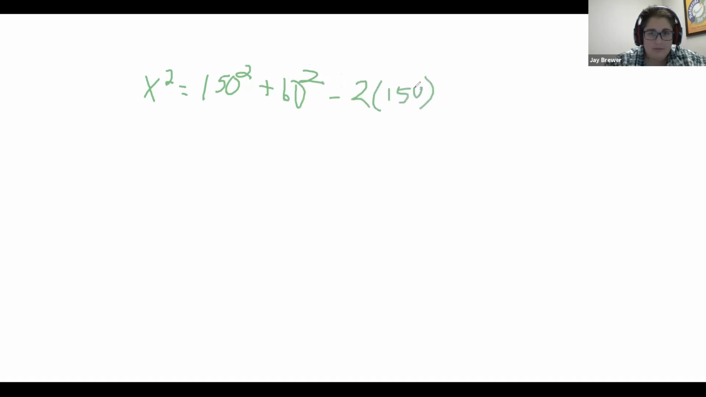Okay, so the first thing we're going to do is x squared equals, and we're going to use 150 squared plus 60 squared minus 2 times 150 times 60 times the cosine of 20 degrees. Okay. And once we find all that, we'll take the square root.